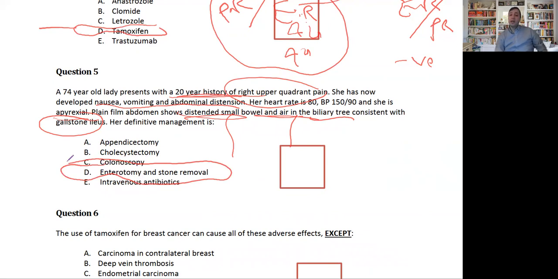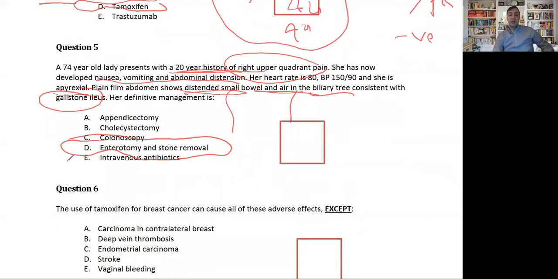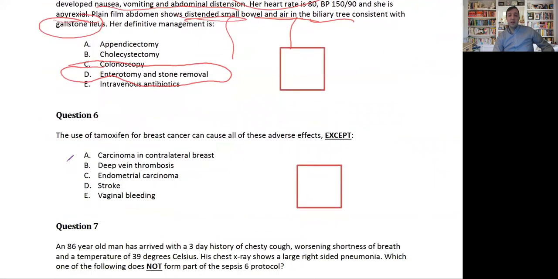So you have to do a laparotomy and open the small bowel, the most likely site of impaction of the stone being the terminal ileum. You have to open the small bowel and remove the stone. This is the most appropriate treatment, or the definitive management. So question number 6 I will discuss in the next video.